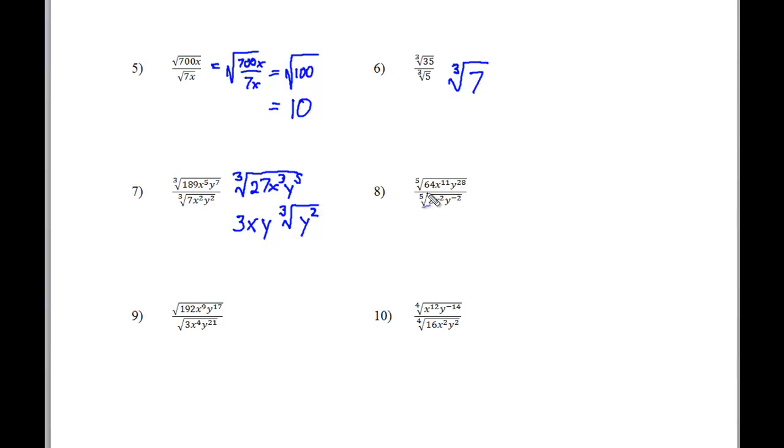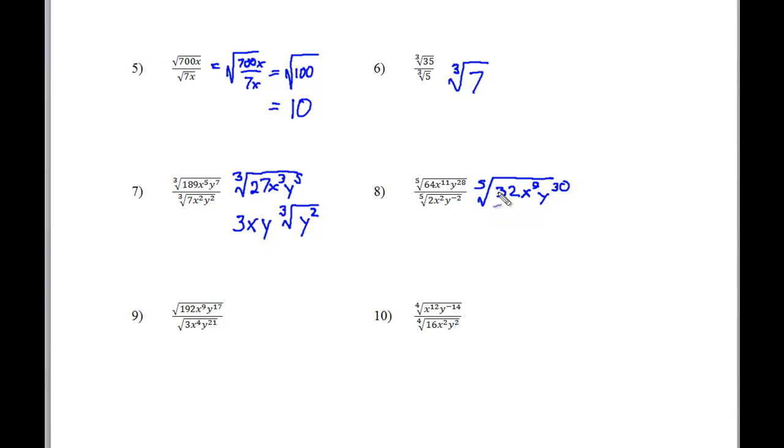Alright, things are getting a little trickier since we have negative exponents, but let's put this all under the same fifth root here. 64 divided by 2 is 32. x to the 11th over x squared is x to the 9th. And this negative 2 moves to the upstairs, so that becomes y to the 30th.